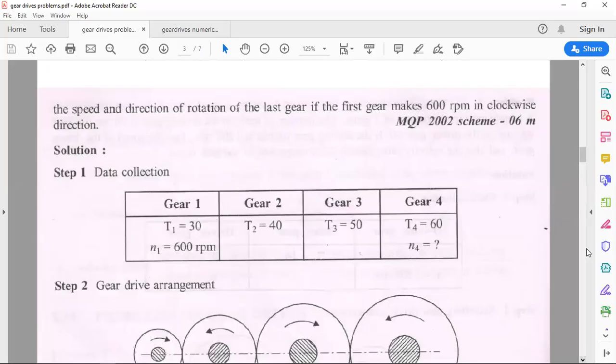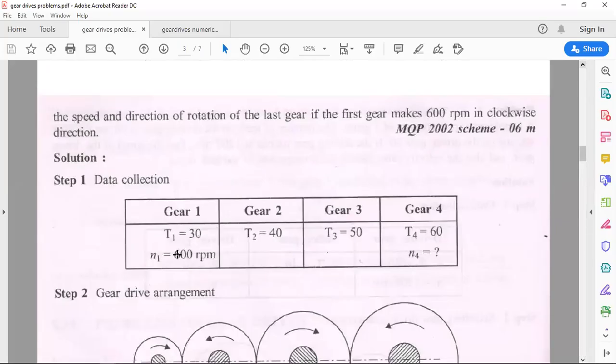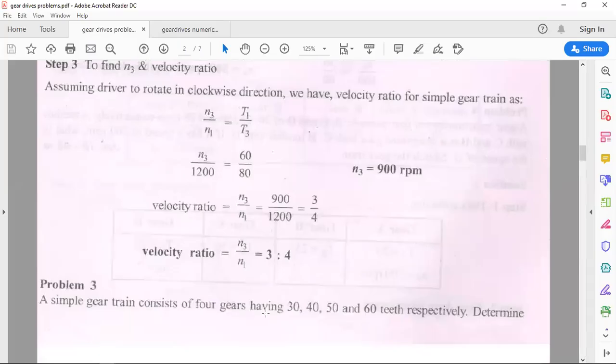Now we'll go to the third problem. A simple gear train consists of 4 gears. It is a simple gear train in the sense that, as the name itself says, there is 1 gear on each shaft. There is always only 1 gear on each shaft.